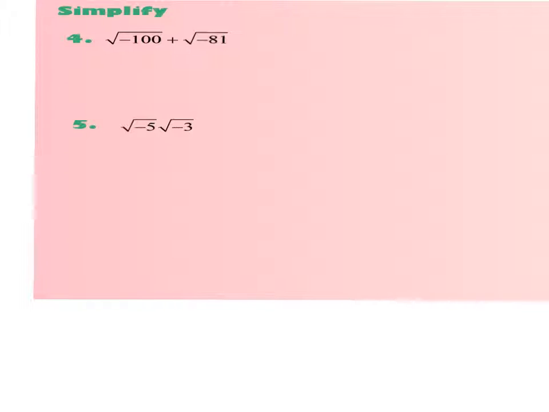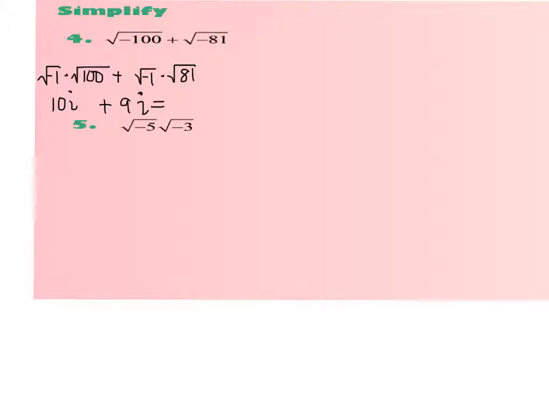Here's another example. So if we take the square root of negative 100, we can think of that as the square root of negative 1 times the square root of positive 100, where we know the square root of positive 100 is 10, and by definition the square root of negative 1 is i. And we can do the same thing with the square root of negative 81. Think of it as negative 1 times the square root of 81. So that's going to be 9i.